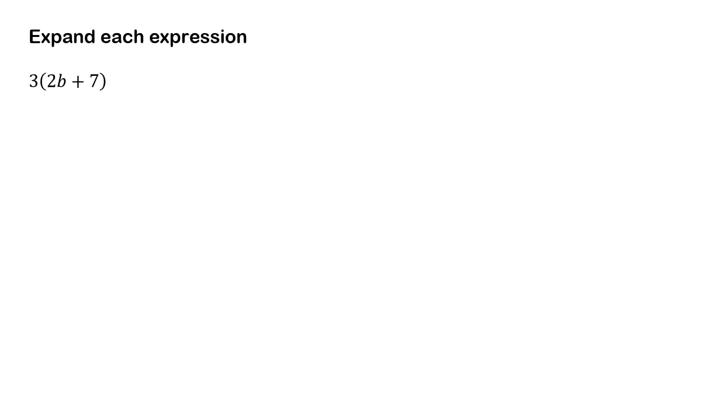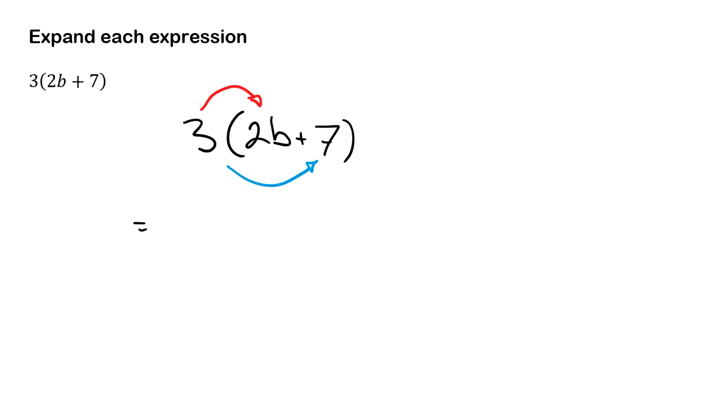So again, we're going to do some examples. I'll write it a little bit bigger. And then I'm going to draw my arrows. Now you don't have to do them in different colors like I am. It just helps to show. So for the first one, we're going to have the red arrow, which is 3 times 2b. We then have 3 times 7, and then we can solve them. So 3 times 2b is 6b, and then 3 times 7 is 21.